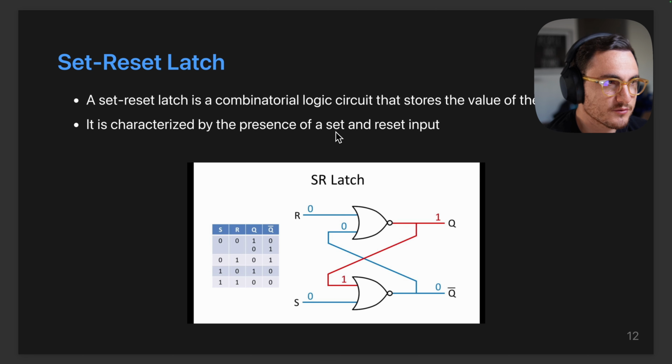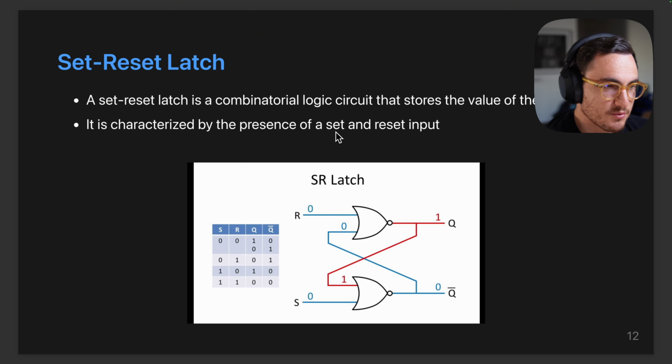A latch, as you can see, is a fairly straightforward piece of logic. Here you have a set and reset latch, and a set and reset latch is again a combinatorial logic circuit that stores the input value, and we can basically perform two actions on this latch, so either set it or reset it. When we set it, the output becomes 1, so Q is the output, and then you have Q negated, and when you reset it, it goes to 0.